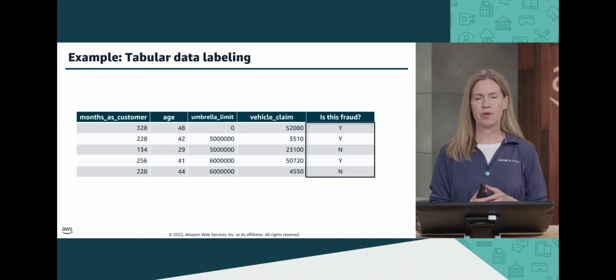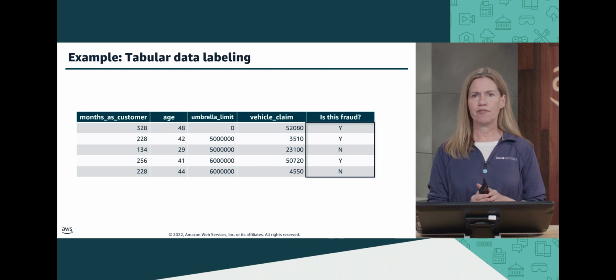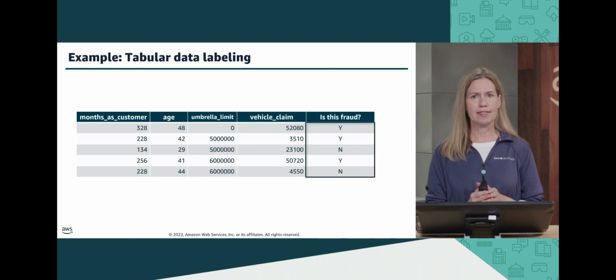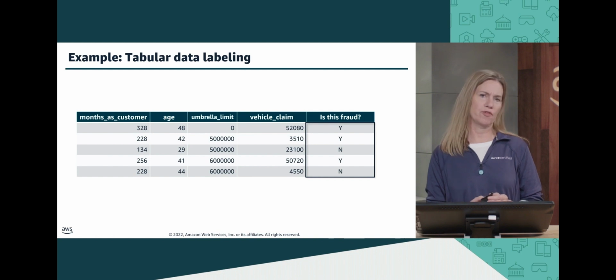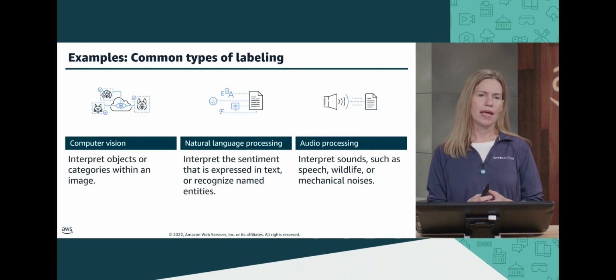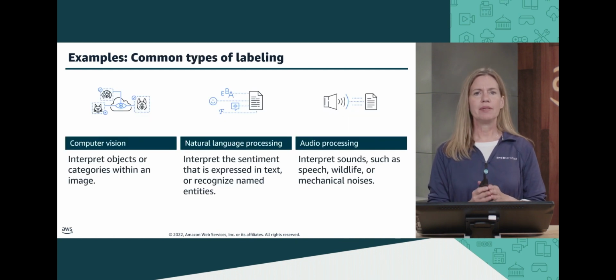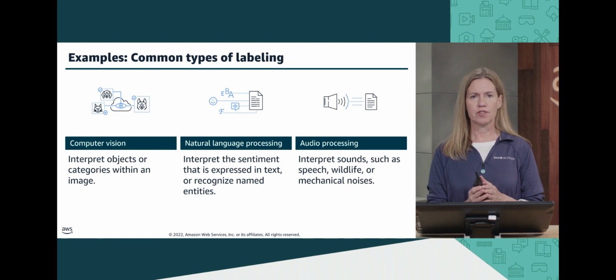In the fraud example, the labeling task would be to identify which samples in the ingested dataset were in fact fraudulent. This would enable the model to find patterns in the features that are related to that label and then predict which other samples are fraudulent. As noted in the slide, labeling might be done on images, text, or sounds.